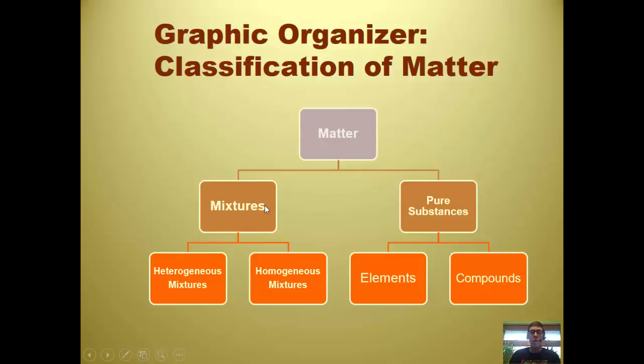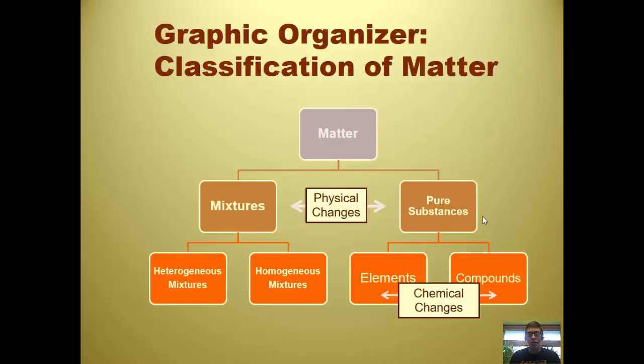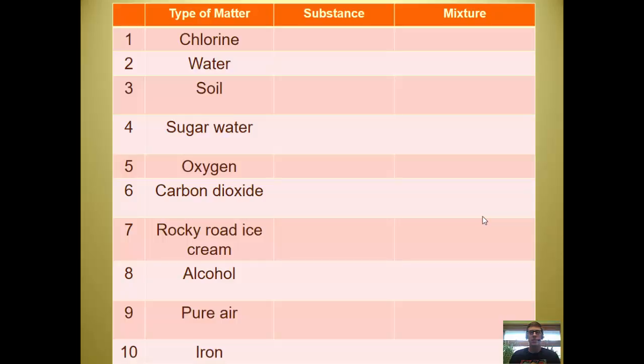So again, we can go from mixtures to pure substances through physical changes. You use those separation techniques in order to get the pure substances out of the mixtures. But if we wanted to go from compounds to elements, what do we need to do? Yes, we need chemical changes. Because they are chemically bonded together, we need to chemically change them in order to separate them again.